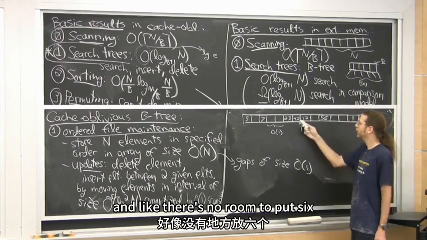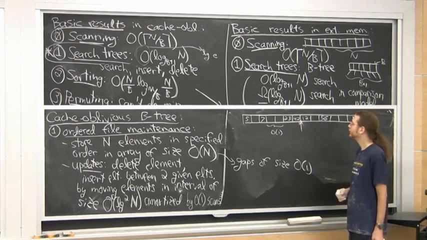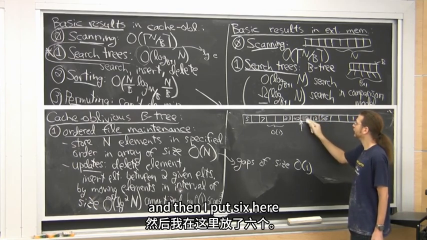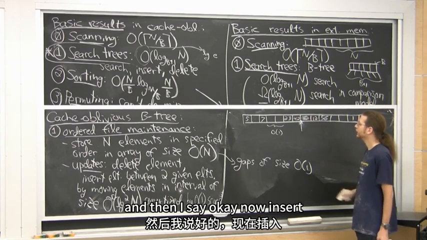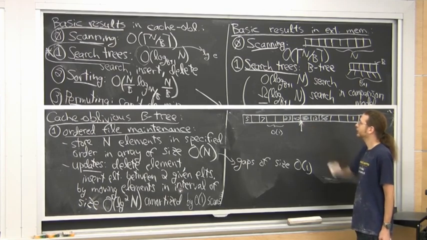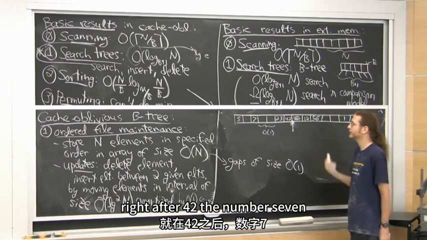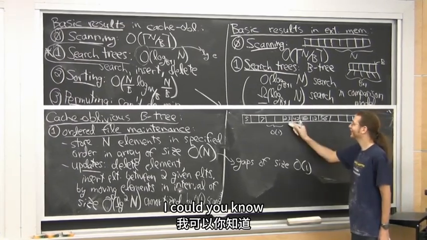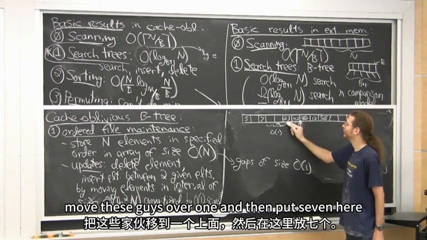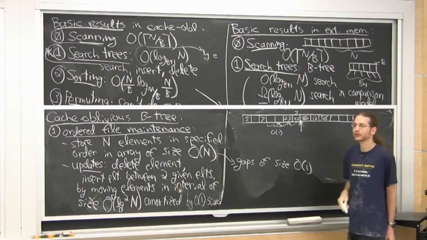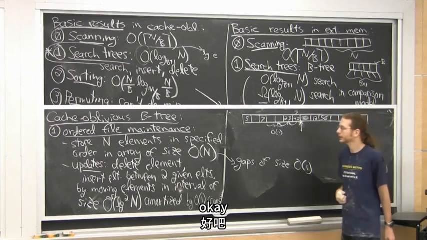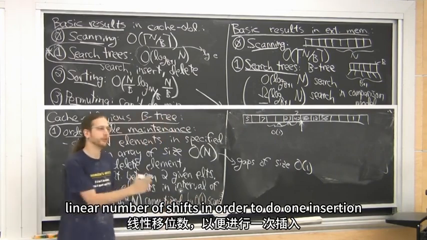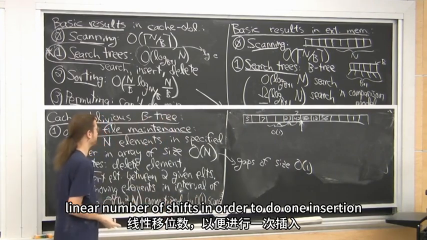And we're like, oh, there's no room to put 6. So I've got to move some stuff. Maybe I move 12 over here, and then I put 6 here. And then I say, okay, now insert right after 42 the number 7. And I'm like, uh-oh. I could move these guys over 1 and then put 7 here, and so on. Okay? Obvious algorithm to do this takes linear time, linear number of shifts in order to do one insertion.